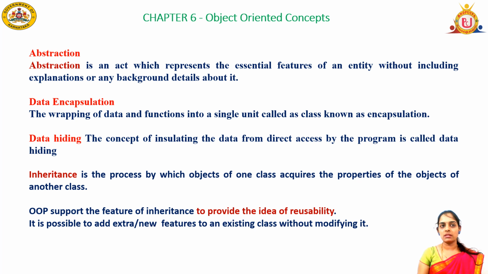Let me consider one more example. When we send data via Bluetooth, we don't know how it connects with the other phone or how it sends the data. So only the necessary information will be displayed and the rest will be hidden. So abstraction is nothing but an act of representing the essential features of an entity without including the background details about it.